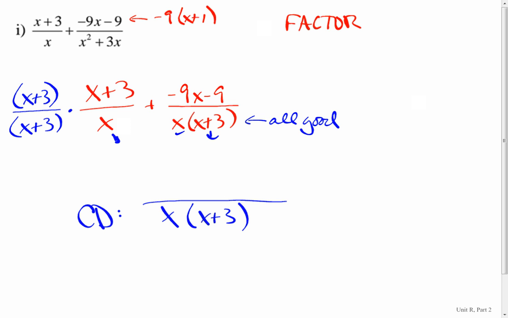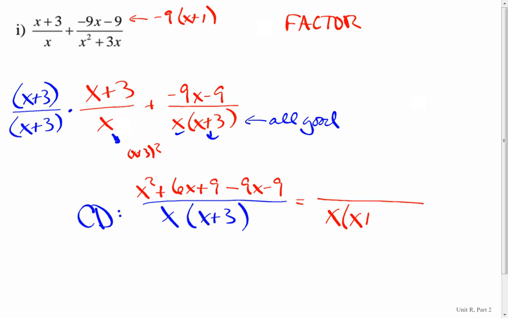Anyway, so now down here we're going to multiply this out. So x plus 3 squared here in the first term is going to give me x squared plus 6x plus 9. And then over here I'm going to have minus 9x minus 9. So now the denominator stays the same. We're not going to do anything with that because the denominator is just fine.